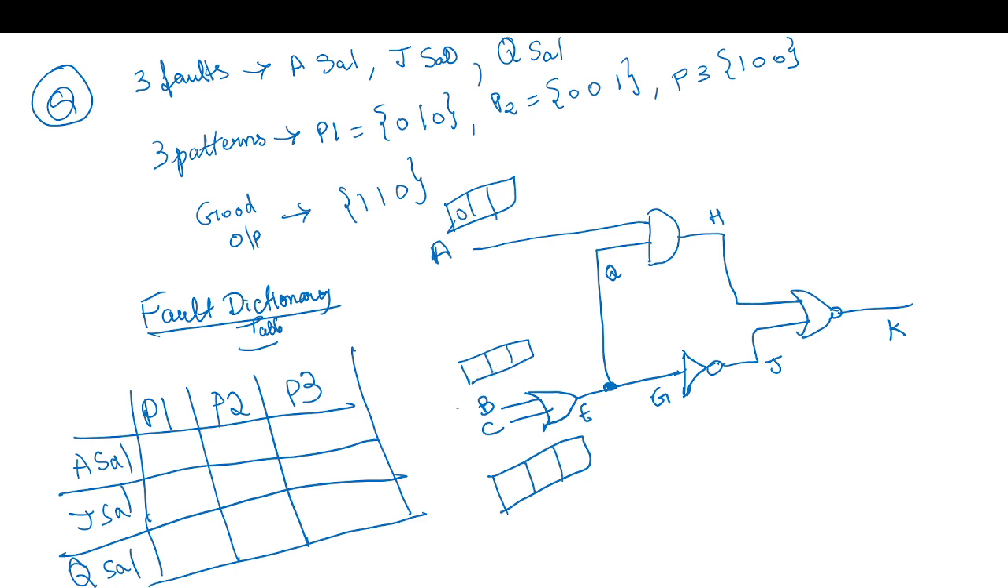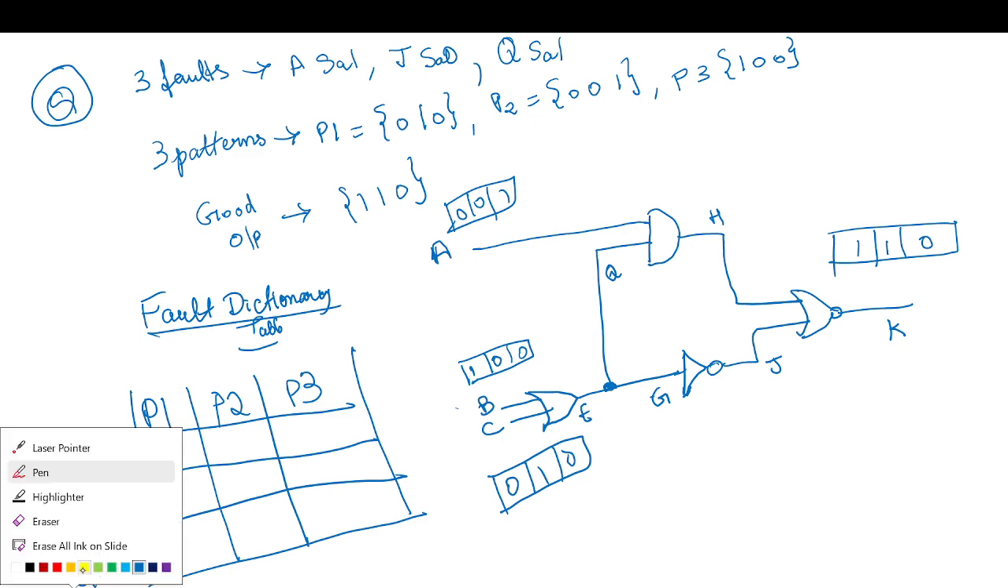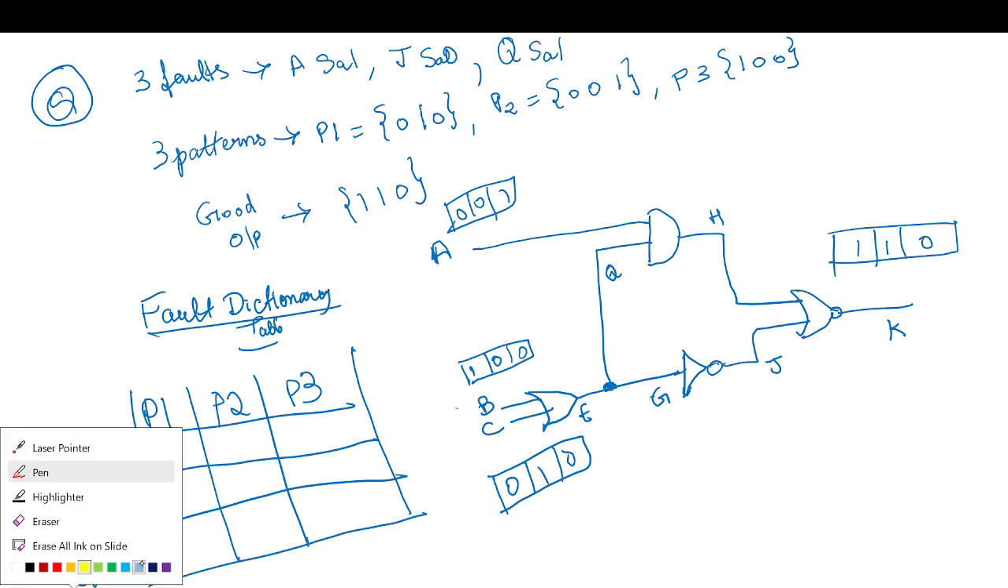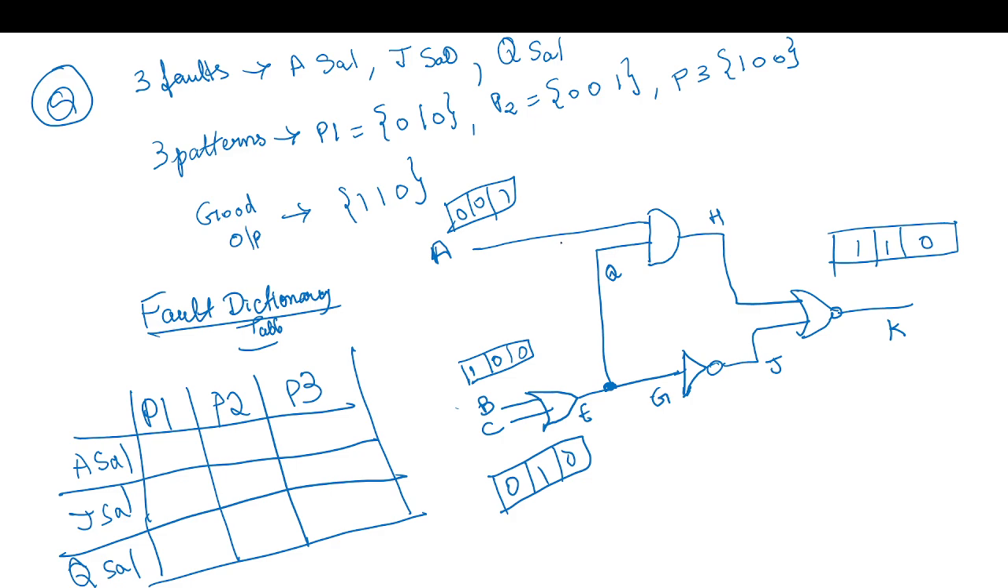First pattern is 0, 1, 0. Second pattern is 0, 0, 1. Third pattern is 1, 0, 0. And the fault-free response, that is the good response, is 1, 1, 0. So now, if we apply these, what are the faults that we also know? A stuck at 1, Q stuck at 1, J stuck at 0.